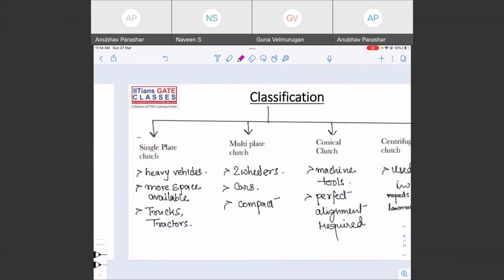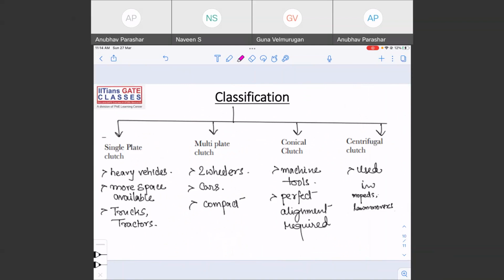Now let us come to the centrifugal clutch. But before the centrifugal clutch, let us see where exactly we are going to use a single plate clutch and a multi-plate clutch. A single plate clutch will be used where more space is available, so you can put in big clutches. For example, trucks, tractors, heavy vehicles, where more space is available. You can put a single plate clutch. Single plate clutch means the clutch plate itself will be big in size.